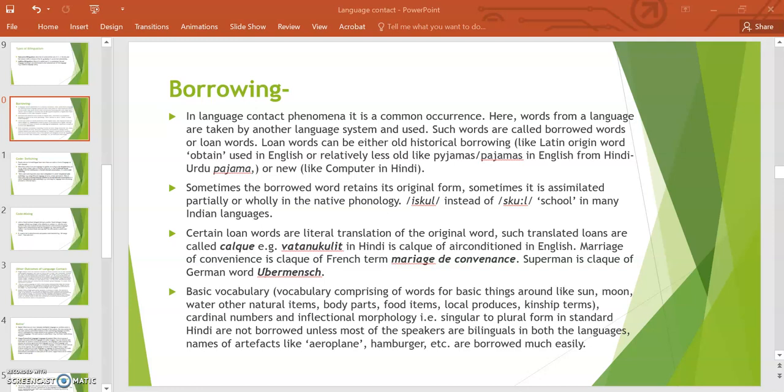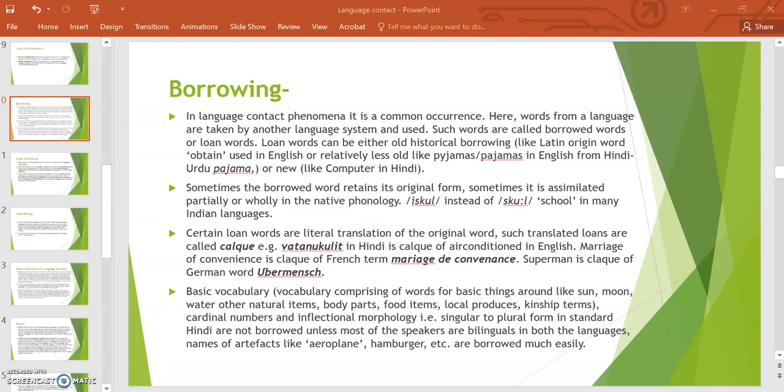Sometimes the borrowed word retains its original form. Sometimes it is assimilated partially or wholly in the native phonology. For example, school instead of school in many Indian languages. That's an example of assimilation of this word to the native phonology.